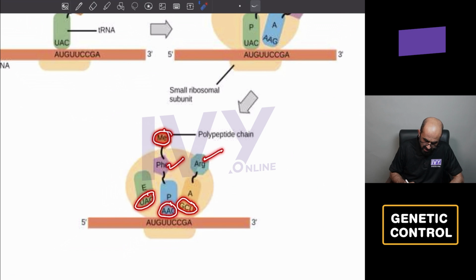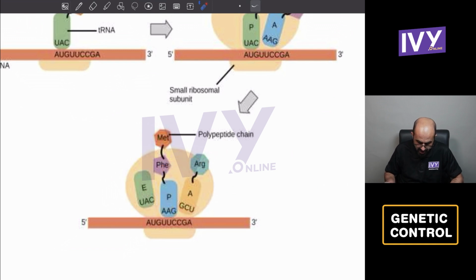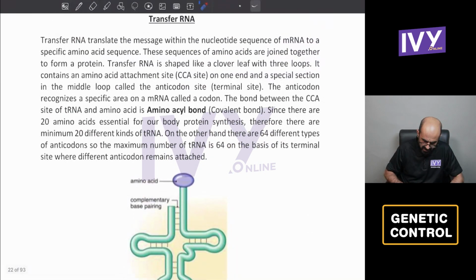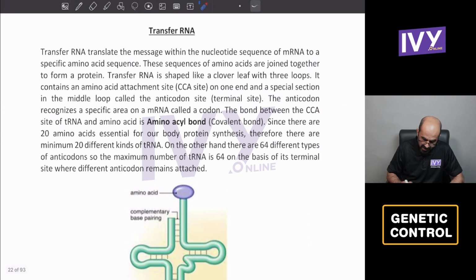So in this way, the anticodon corresponds to the amino acids, but the anticodon corresponds to the codon, and the codon corresponds to the genetic code on the DNA. I'm just going to tell you once again here in the background. The anticodon recognizes a specific area on messenger RNA called a codon. The bond between the CCA site of tRNA and amino acid is called aminoacyl bond, which is a covalent bond.